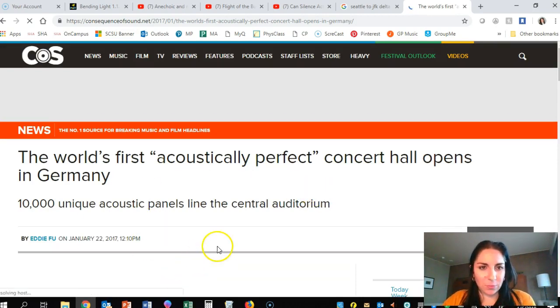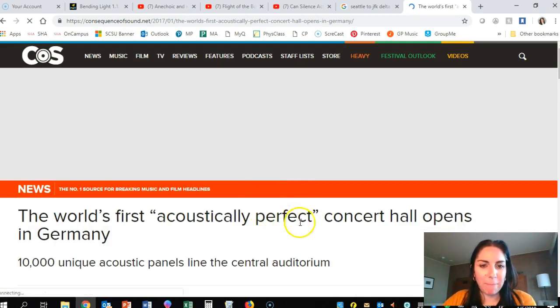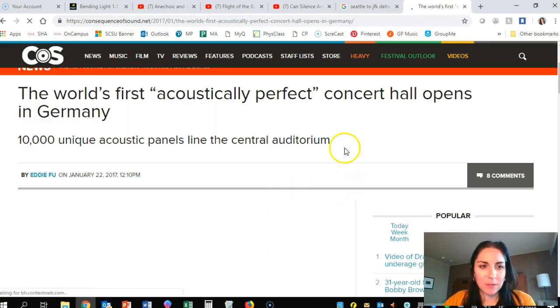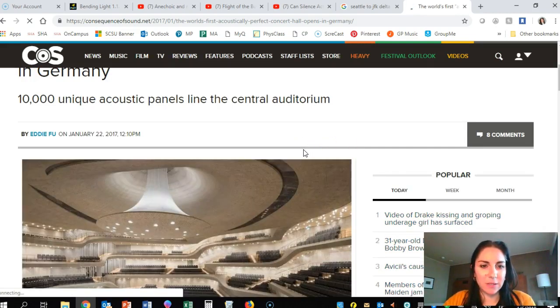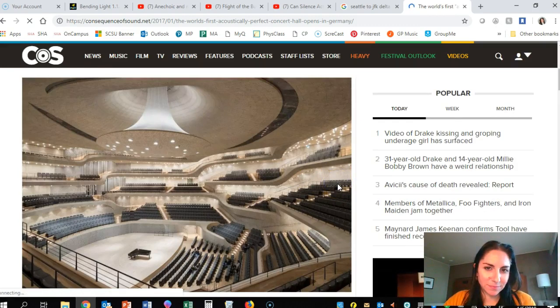Germany. The world's first acoustically perfect hall opens. This happened last year. I want to show you the picture because I think the picture is really what makes it really unique. Look at this place. Pretty weird, huh? Look at this thing. This looks like a mushroom coming out of the top here.